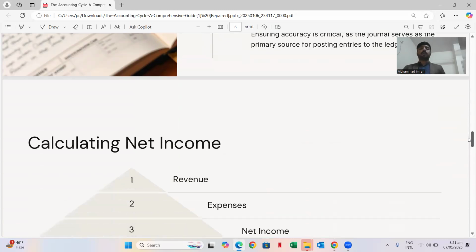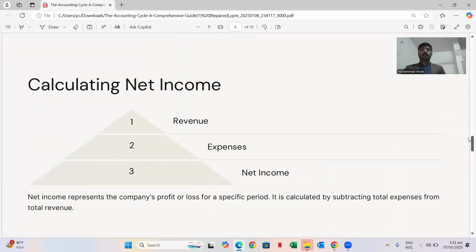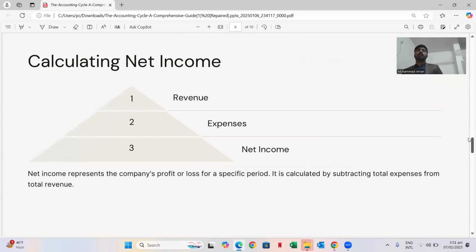So now we move to the next, which is calculating the net income. Net income is simply calculated by subtracting the expenses from the revenues. As we earn different revenues by performing different operations or activities in the business, different expenses are also incurred, which are subtracted from that amount of revenue, which gives us the net income that the business has got.